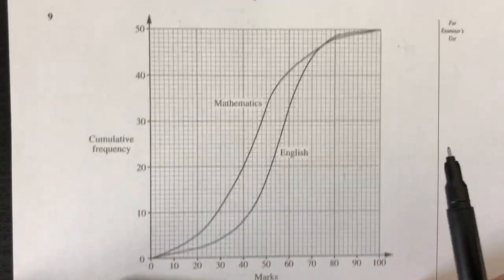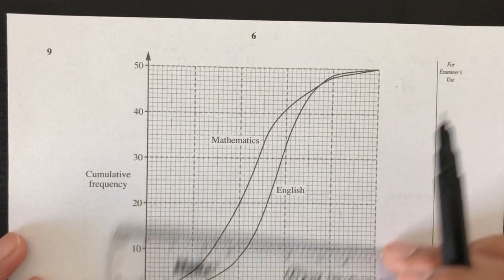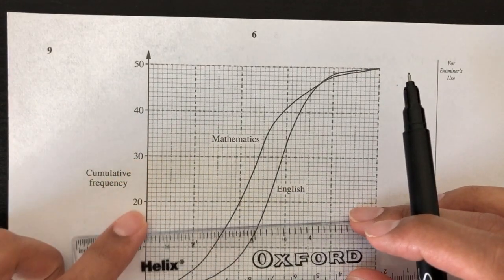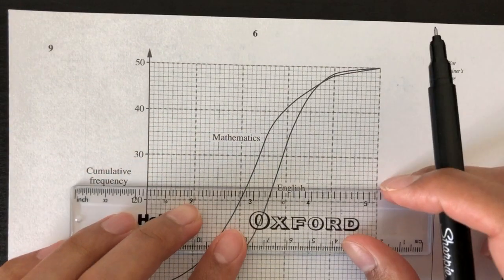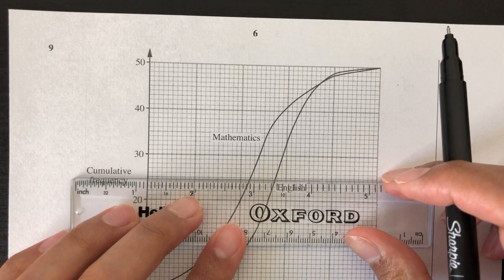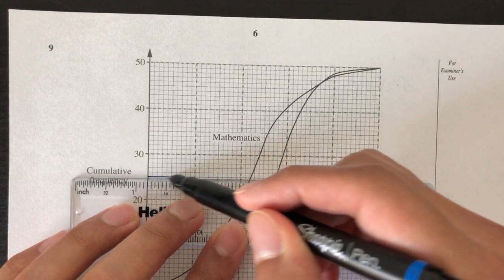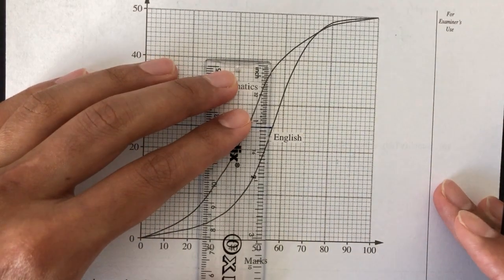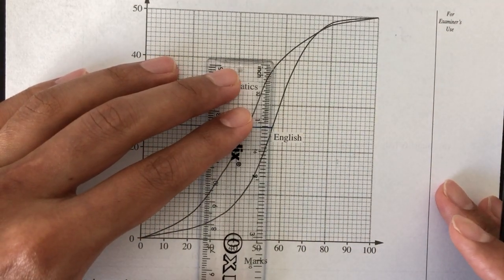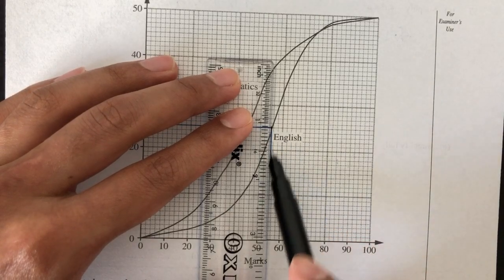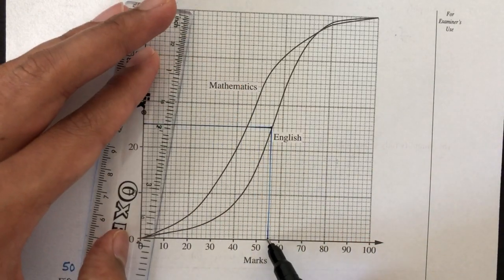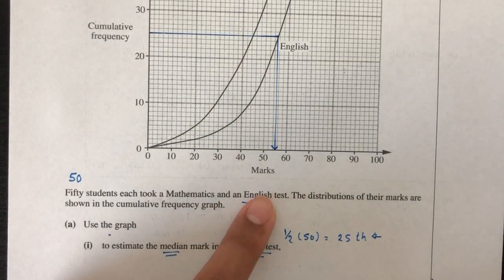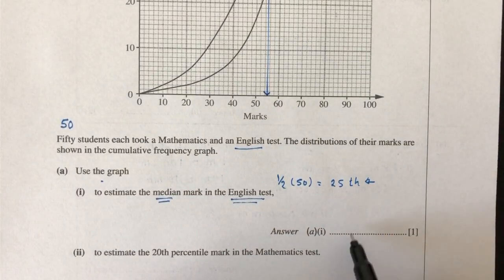So we go to the 50th value. The 25th value will be between 20 and 30. That will be right here. So let's see where it cuts the graph of English. It will be here. So that will be about the midpoint between 50 and 60. It is 55. That is my answer for part 1.